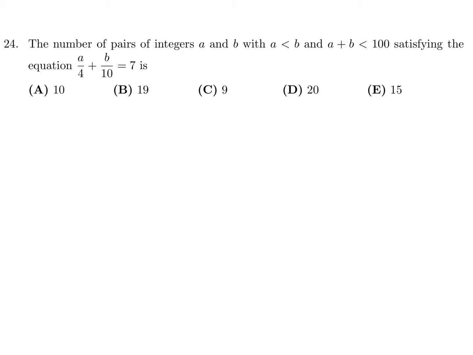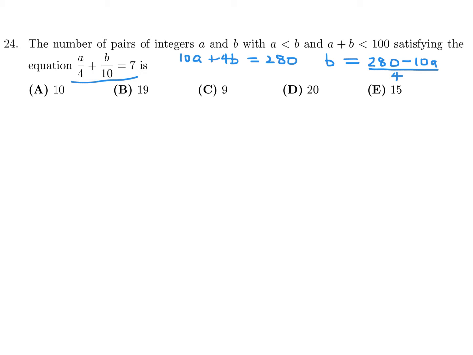All right, so let's modify this formula first. Let's get a common denominator. So 4, 4, 10, and 10. It'll be 10a plus 4b equals 7 times 40, which is 280. And then let's isolate for one of them. If I isolate for b, it would be 280 minus 10a all over 4.